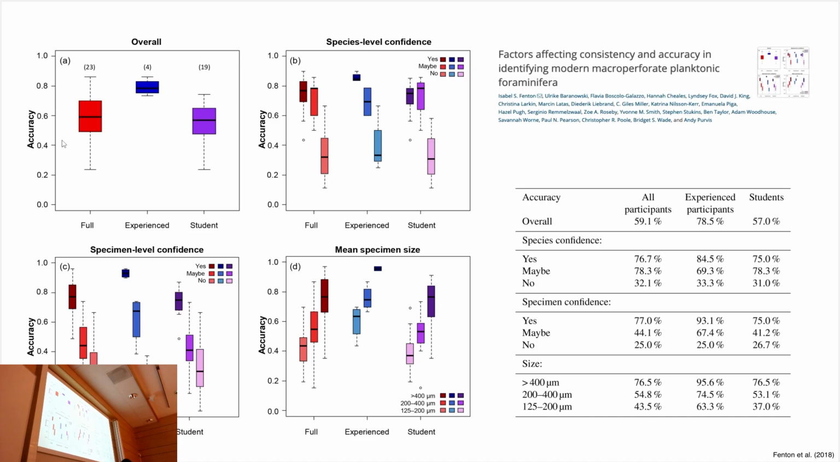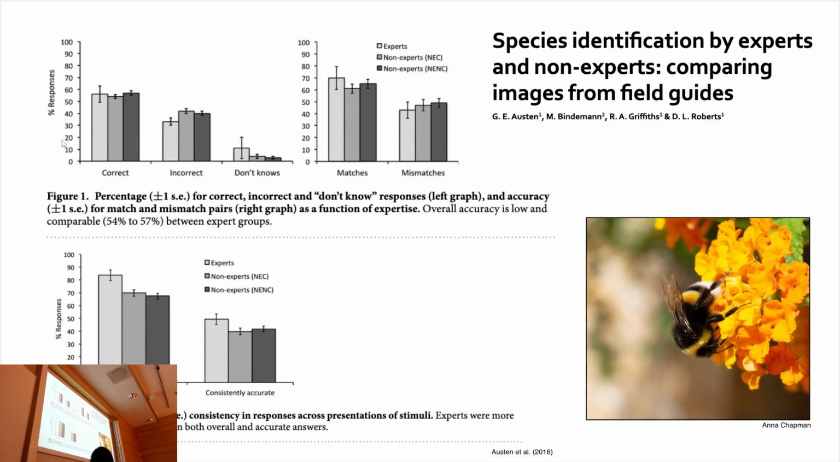So this is another study looking at planktonic foraminifera. You can see the accuracy overall of all participants, so they split it between experienced labelers and students. Experienced obviously are better, 78.5%, the students 57%, overall 59%. So this is kind of in line with what we were saying.